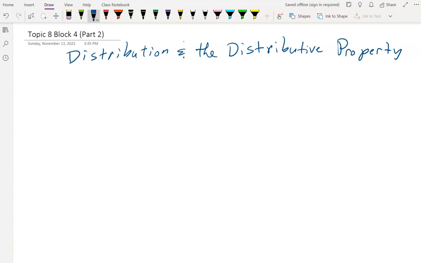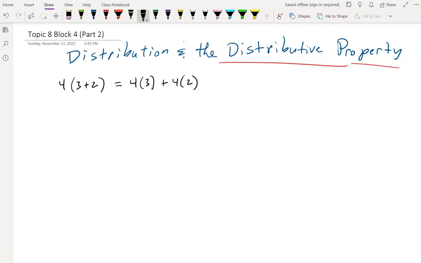Now, the distributive property is a very cool thing. What it does is, when we see a number sitting next to something else that's in parentheses, like maybe 3 plus 2 in parentheses, and there's a 4 sitting out there, the distributive property says that this is actually going to be 4 multiplied by 3 plus 4 multiplied by 2.